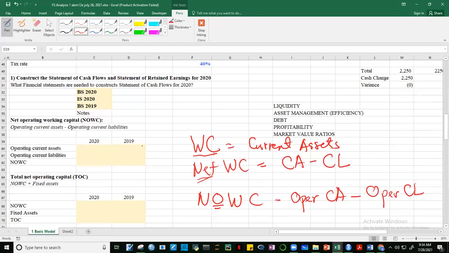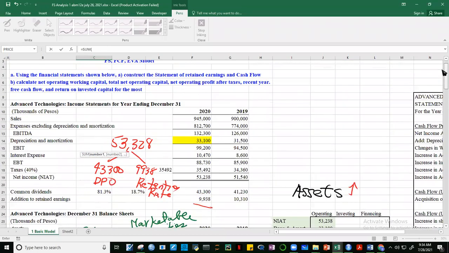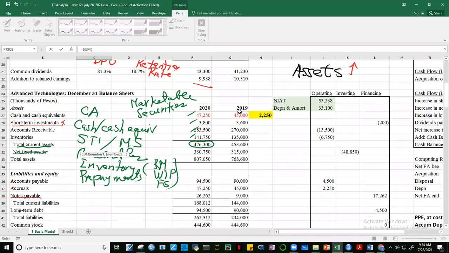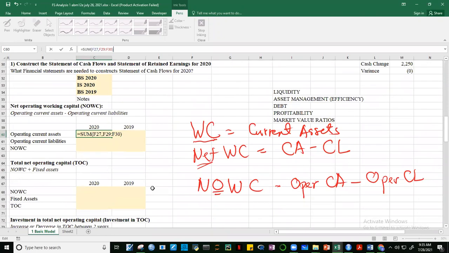Okay. So let's now solve for that. Our operating current assets will be, i-sum up natin. Sa 2020, andito si cash, comma, AR and inventory. Okay, so that's our operating current assets. Control Enter.